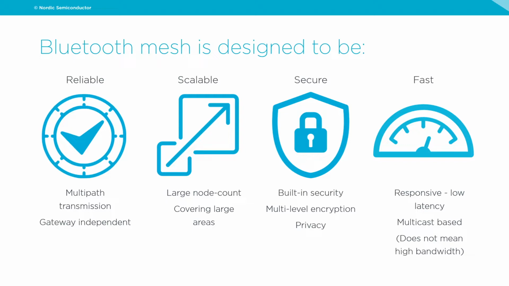Reliability comes from multipath transmission, which I will illustrate on the next slide. Another thing is that it is designed to be gateway independent. Depending on the use case, you may or may not want to use a gateway. But if your gateway is lost, the network will still operate and function as intended. So the operation of the network doesn't depend on the gateway being there or not.